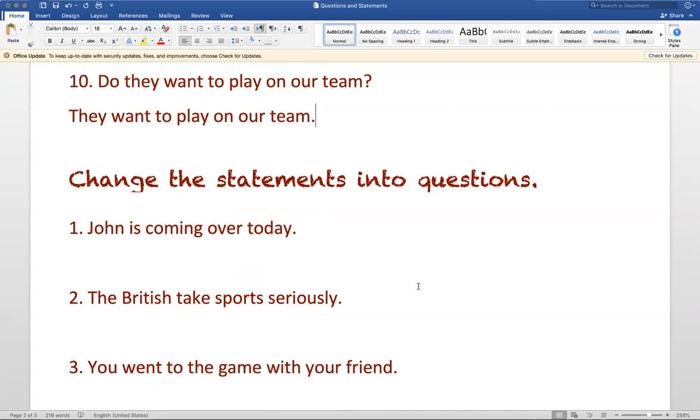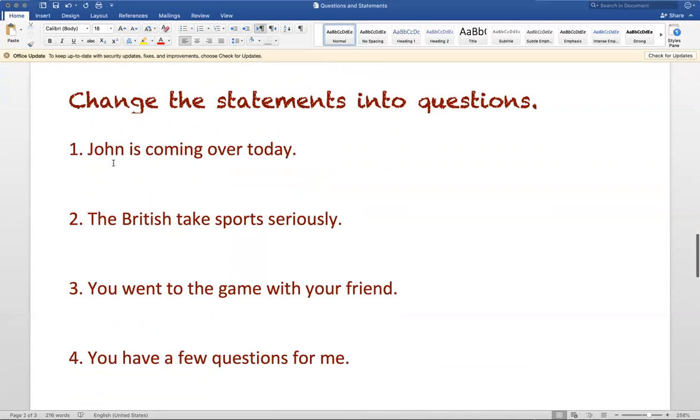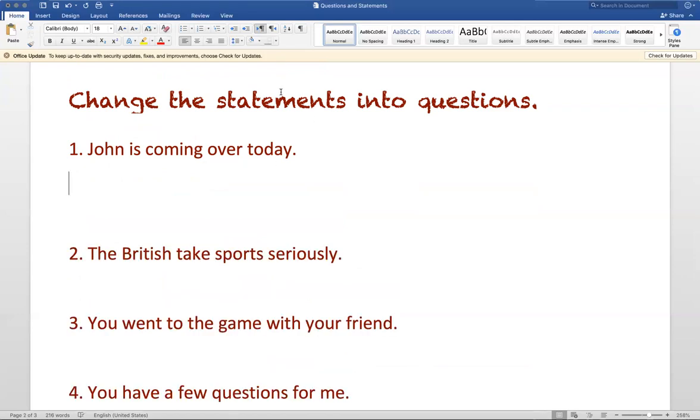So we're going to go the other way around. It says John is coming over today. So we will switch these two words around and we will say, is John coming over today? And there's our question.